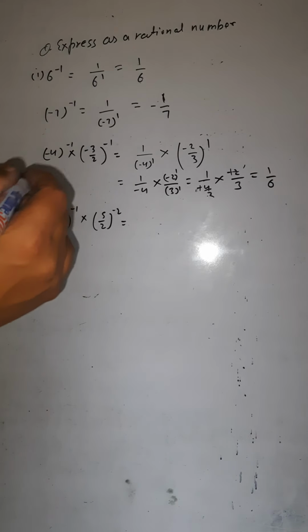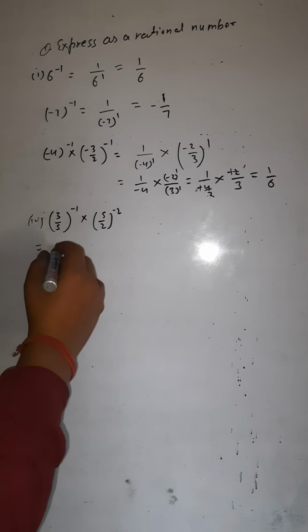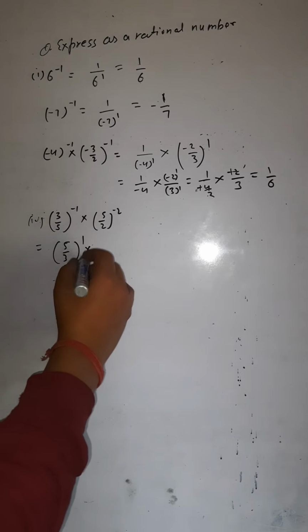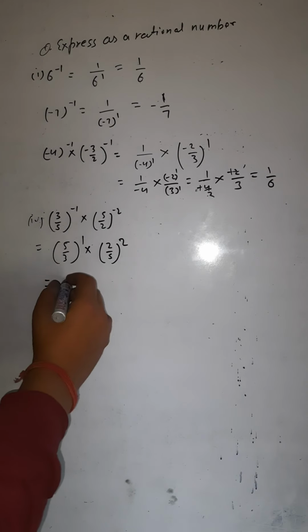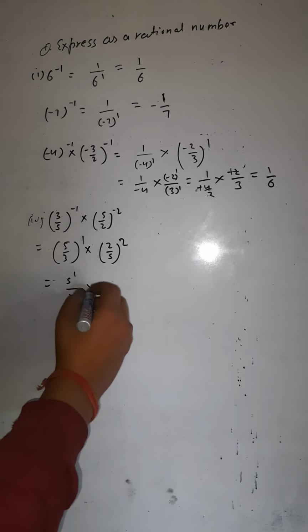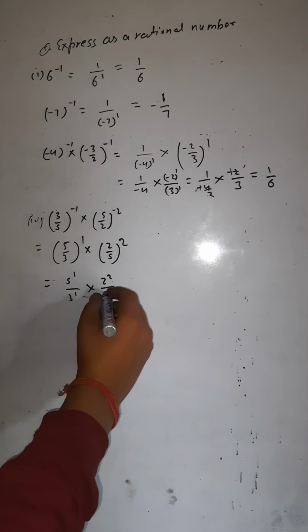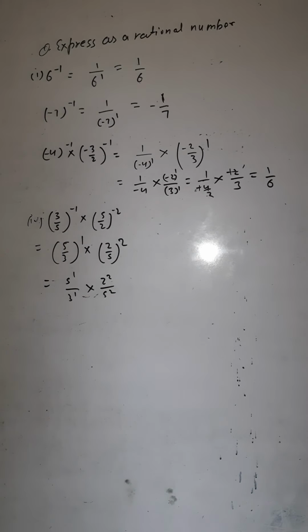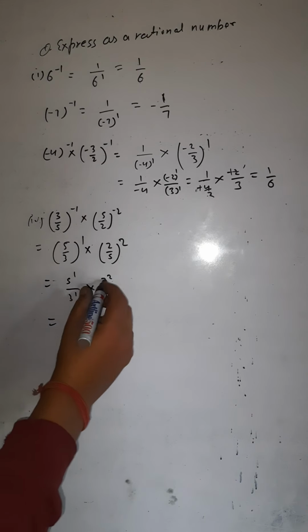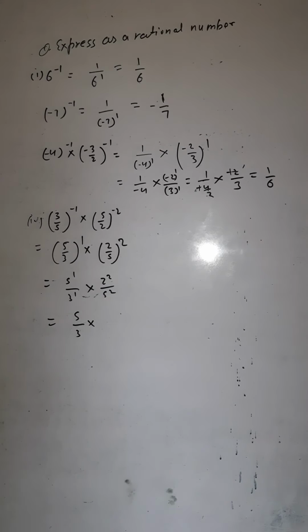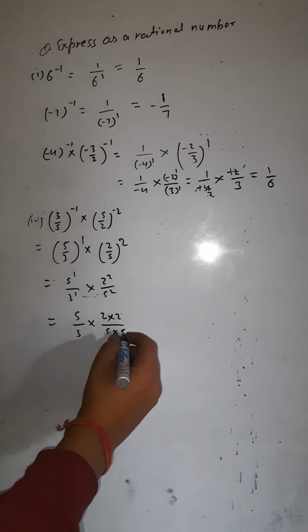This is the fourth question. I would write this as 5 by 3 raised to the power plus 1 multiplied by 2 by 5 raised to the power plus 2. Okay, so now I would distribute this power among all: 5 raised to the power 1 divided by 3 raised to the power 1. Similarly, 2 raised to the power 2 divided by 5 raised to the power 2 here. So 5 raised to the power 1 is 5, 3 raised to the power 1 is 3. Similarly, 2 raised to the power 2 means 2 multiplied by 2, and 5 raised to the power 2 means 5 multiplied by 5.